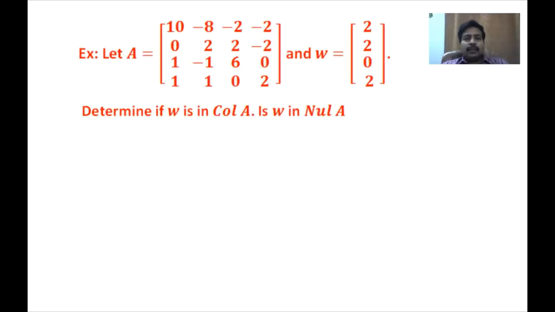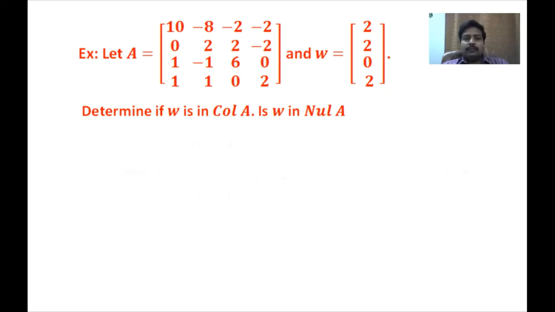Let A be the matrix with entries 10, -8, -2, -2, 0, 2, 2, -2, 1, -1, 6, 0, 1, 1, 0, 2 and W is equal to 2, 2, 0, 2. Determine if W is in the column space of A and W is in the null space of A. So it is a similar problem, but a 4 by 4 matrix is given to you.